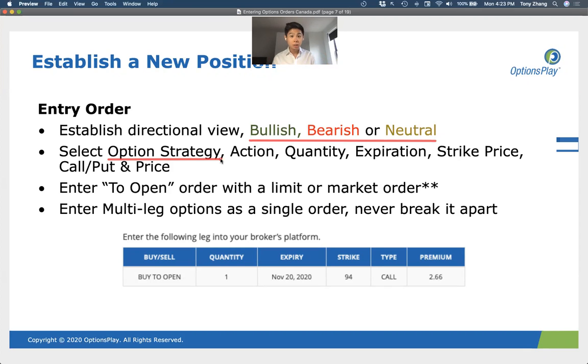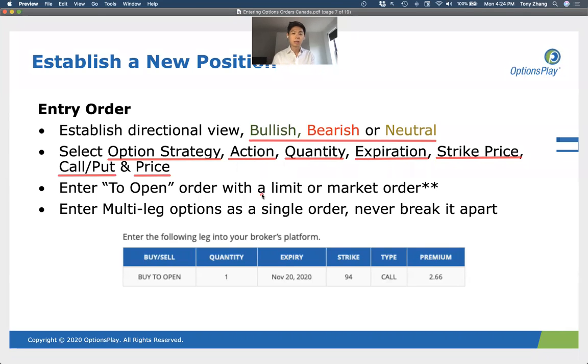Whatever type of strategy you choose that fits your directional outlook, you then have to select an action, which is what we just talked about in the previous slide, whether you're buying to open or selling to open. You have to choose the quantity, the number of contracts, the expiration date of the contract that you're trading, the strike price of the contract, and whether you're trading a call or a put. And then lastly, you have to enter a price.